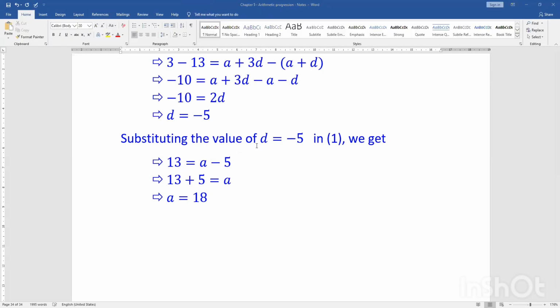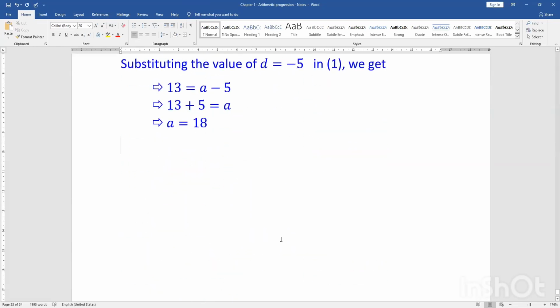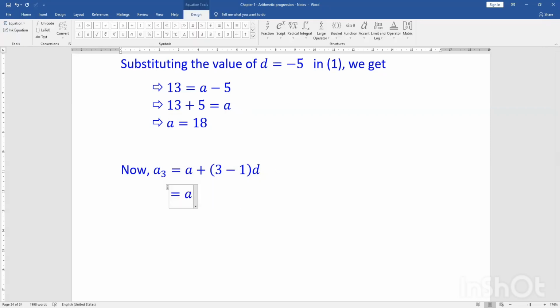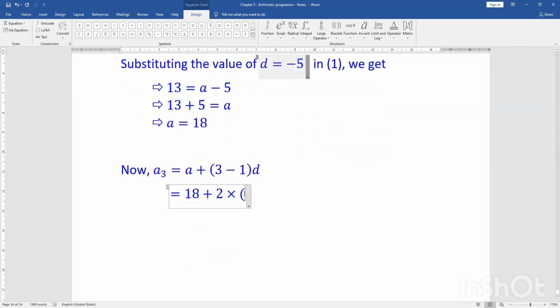Now, next thing, what we need to find out? We have to find out A3, correct, children? So A3 we need to find out. So now what is A3 equal to? A3 is nothing but a plus 3 minus 1 into d, correct? It's equal to, a is 18 plus 3 minus 1. 3 minus 1 is nothing but 2 into d value. D value is minus 5, correct? See here we got d as minus 5. So I'm going to write that minus 5.